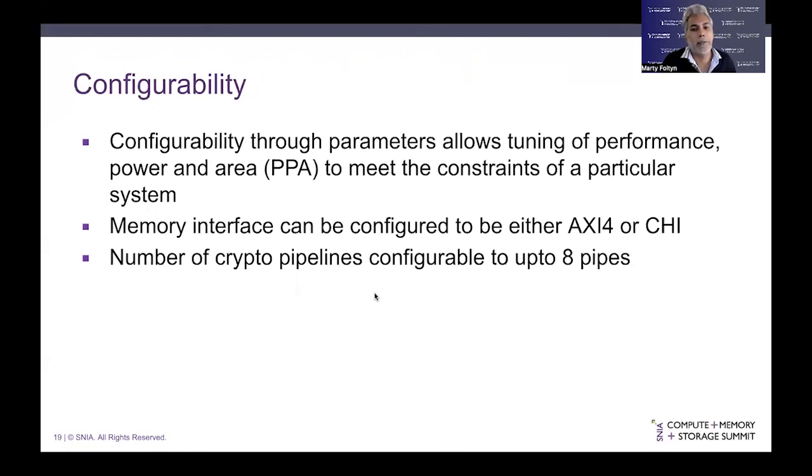The HWA has configurability through parameters. Some of these are design time Verilog parameters specifying the interface. The memory interface can be AXI or CHI, and the number of crypto pipelines can be 1 to 8. However, at runtime, the number of crypto pipelines, for instance, can be dynamically changed to a lower value.